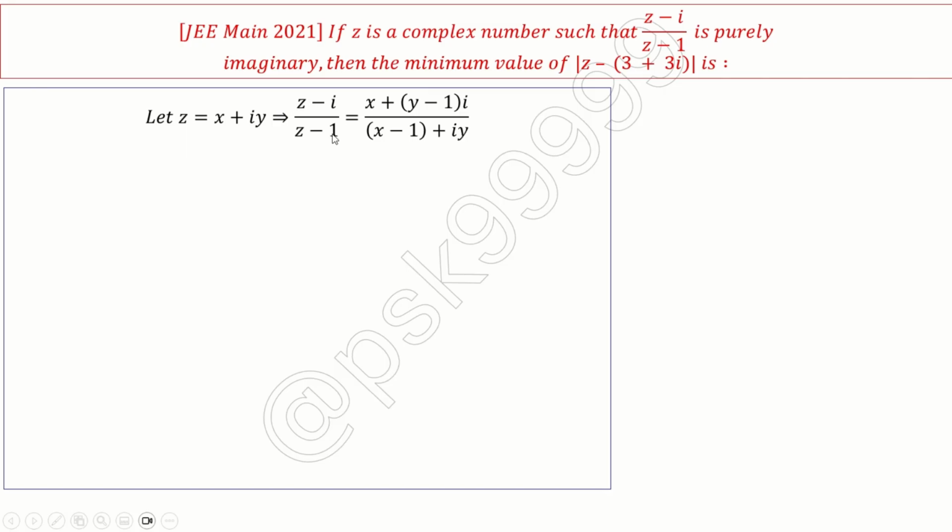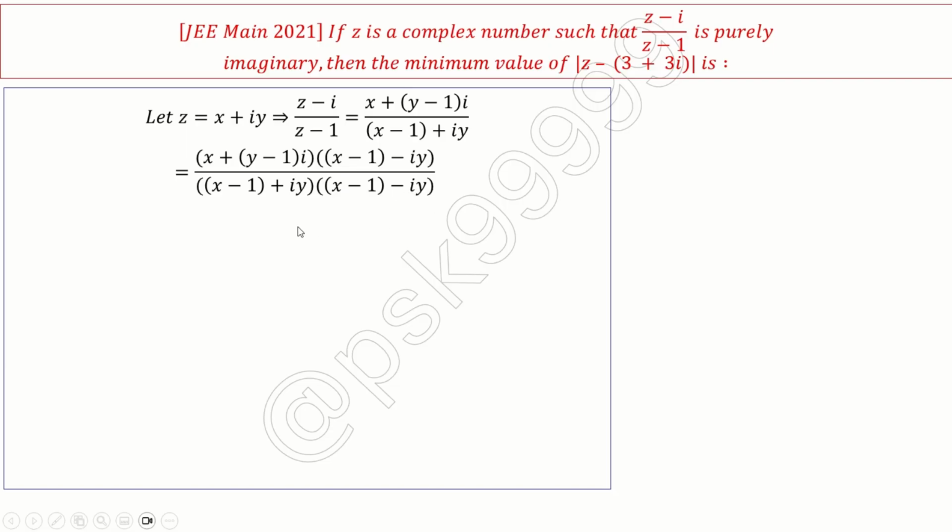So let's calculate what z minus i by z minus 1 is, which is nothing but x plus (y minus 1)i divided by (x minus 1) plus iy. How do you remove the imaginary part from the denominator? You will multiply the numerator and denominator with the conjugate of the denominator. That's what I'm doing here. This is my initial value. I'm multiplying numerator and denominator with the conjugate of the denominator, which is x minus 1 minus iy.